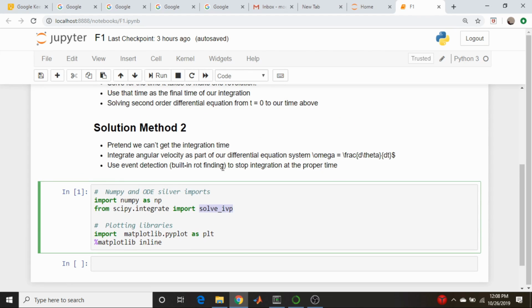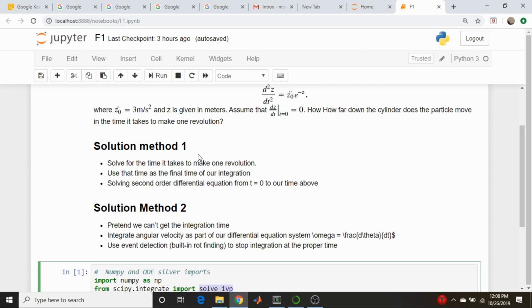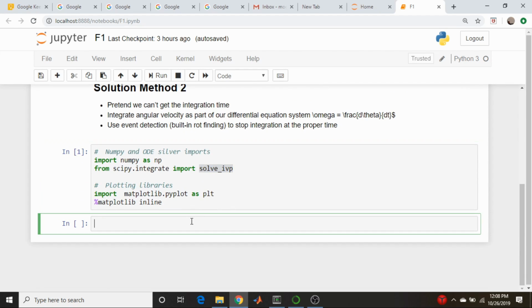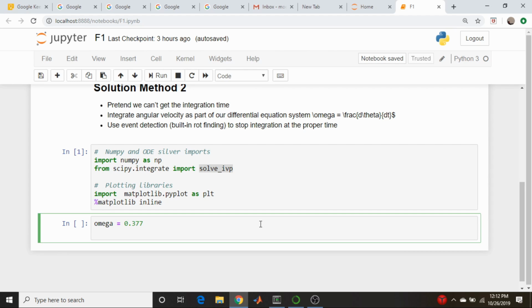Okay, so let's now actually get started with method 1 here. So I'll move down to this cell and begin. The first thing we're going to need is the angular velocity, and we'll call that omega, and that's going to be equal to 0.377 radians per second. And the time it takes to make one revolution is just 2 pi radians divided by that angular velocity. I'm going to call that variable t_f.